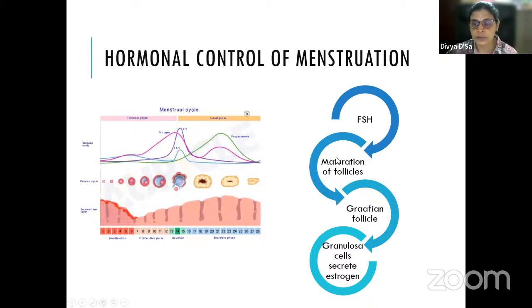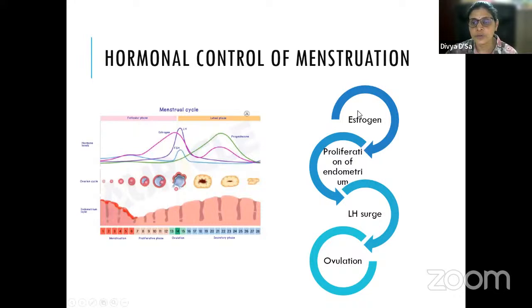So this maturation of follicles will happen. The follicles from primary become secondary, and secondary becomes Graafian follicle. In the Graafian follicle, the granulosa cells start secreting estrogen. So estrogen leads to the increased proliferation of the endometrium. This is what is happening in the follicular phase.